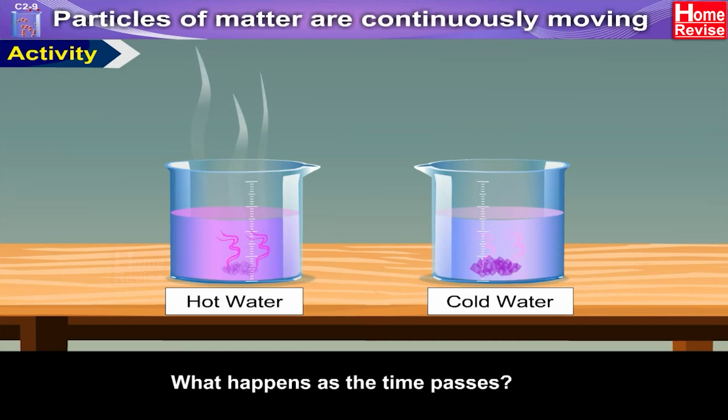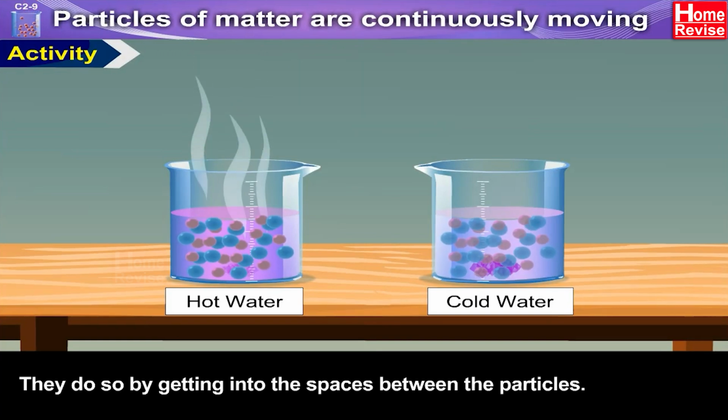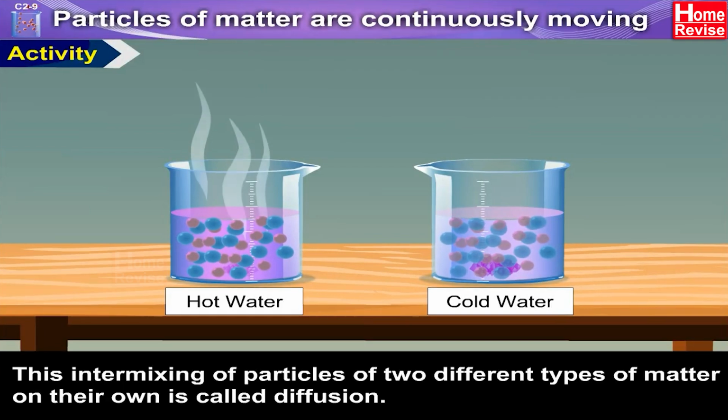Tick-tock, tick-tock. As the time passes, particles of matter intermix on their own with each other. Very friendly they are, aren't they? Well, they do so by getting into the spaces between the particles. This intermixing of particles of two different types of matter on their own is called diffusion.